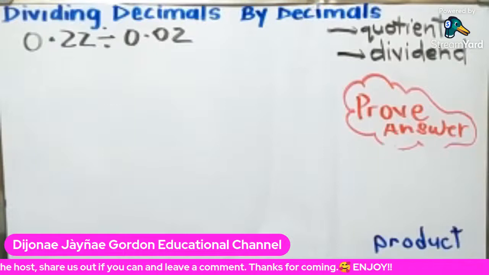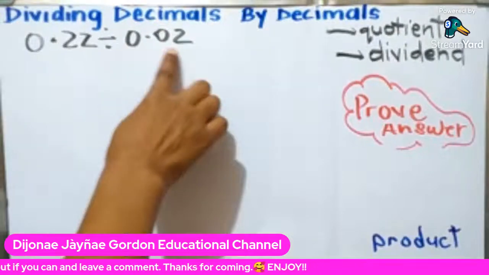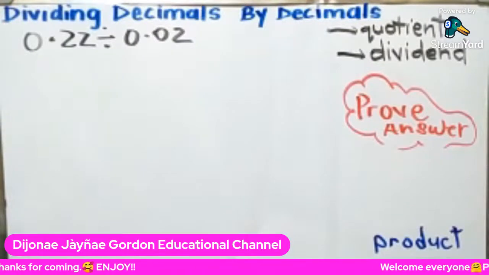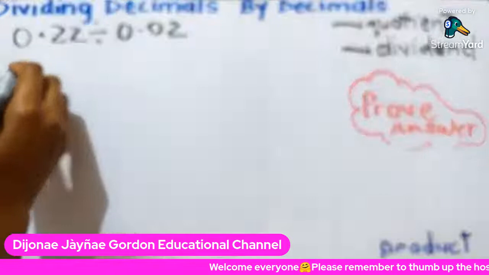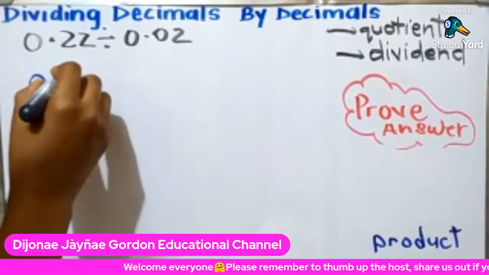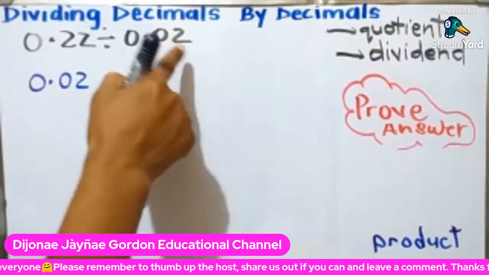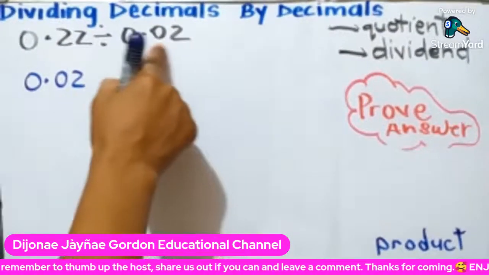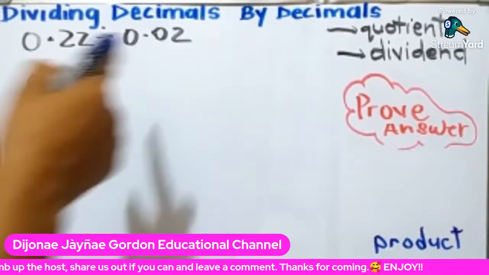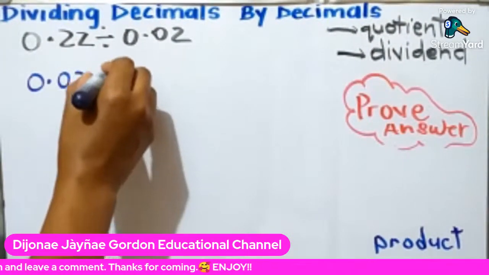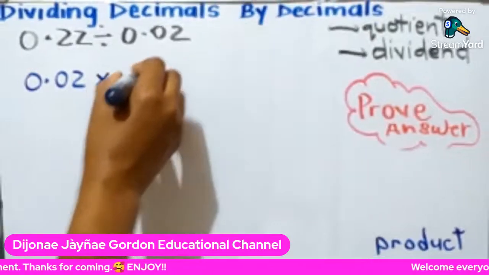So we are going to take our divisor and write it down. That's 0.02. We're going to multiply by 100. The 2 is in the 100th place. So we're multiplying by 100.